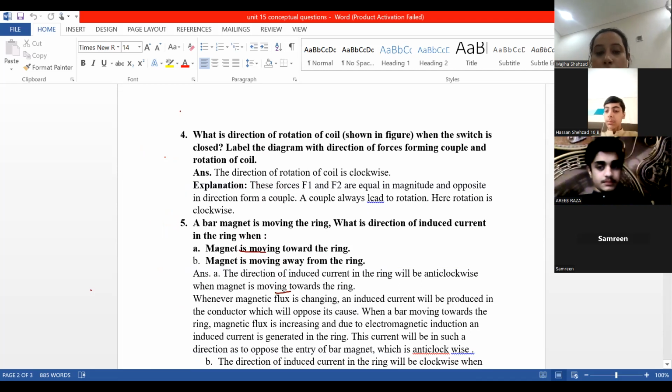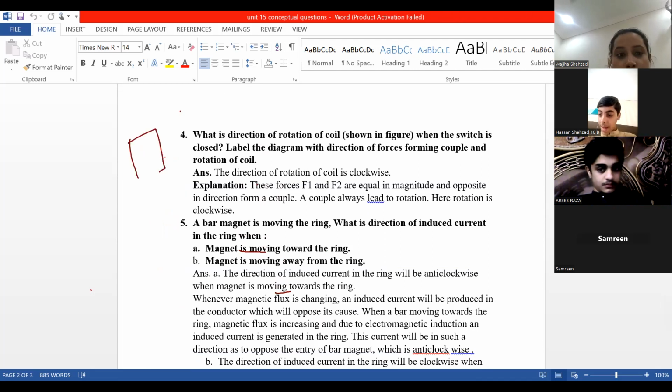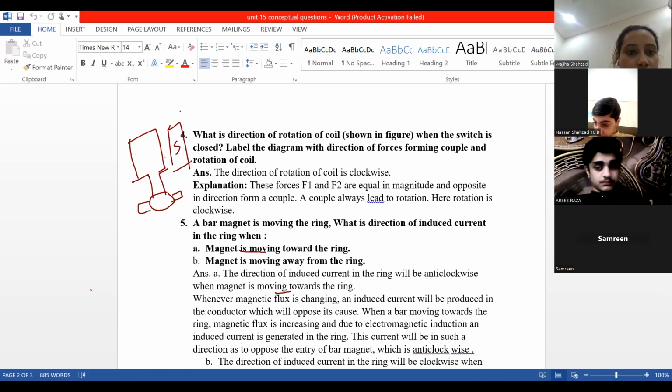Now again, keep your books with you for question number 4 as well. What is the direction of rotation of a coil shown in the figure, right? So all of you know that the closed loop is known as a coil. So if this is the coil, and this coil is connected with a commutator or carbon brushes like this. These are the carbon brushes. All of you know that we have already learned in the class. This is the south pole. This is the north pole, right? And these brushes are connected to the battery, right?